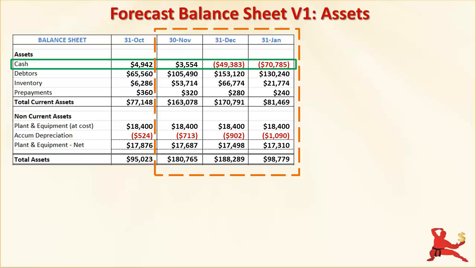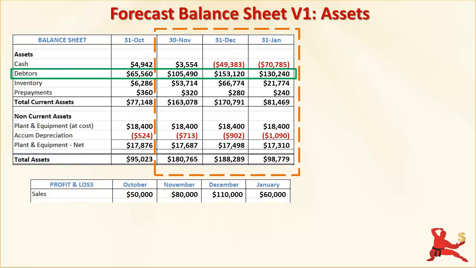The cash balance is negative in December and January. That means we don't have enough cash to fund the business in the forecast period. Let's take a look at working capital items, starting with debtors. We are forecasting big increases in sales in November and December, followed by a slowdown in January. 80% of our sales are on 30-day credit terms.